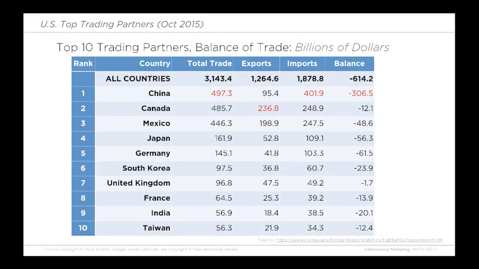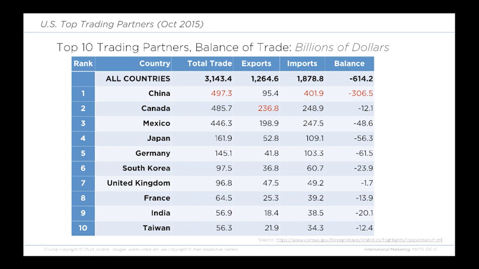Let's take a look at... Okay, these are the top trading partners with the U.S. And so you can see a balance of trade country by country. If you look up there, the current account slide was from 2011, but here you can see this one's from 2015. So by 2015, the trade deficit in the United States went from about $400 billion to about $600 billion.